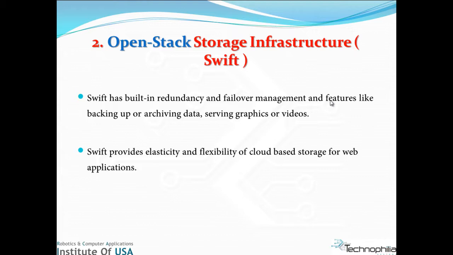The second main component of the OpenStack hybrid cloud is the storage infrastructure, whose code name is Swift. It has built-in redundancy and failover management, and features like backing up or archiving data and serving graphics or videos. Swift also provides the elasticity and flexibility of cloud-based storage for web applications.